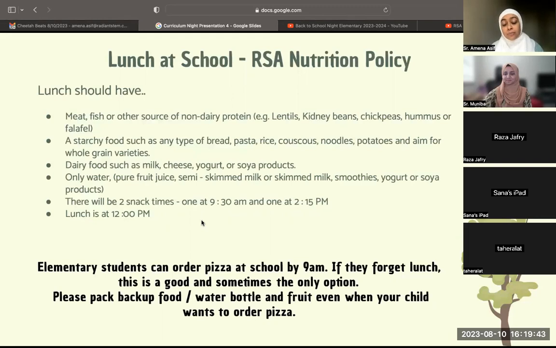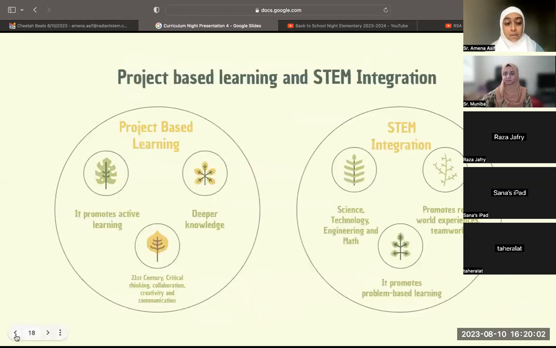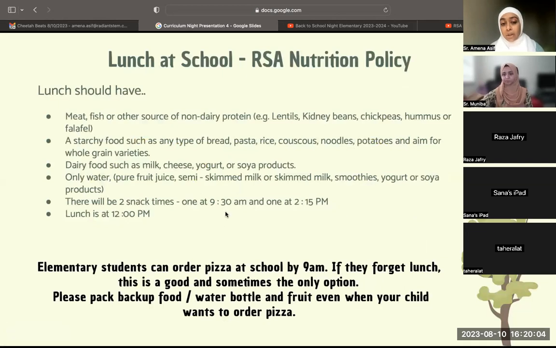This year, fourth grade has lunch at 12 p.m., which is late compared to what our kids are used to up to third grade. Even last year, we had lunch at 11:15, and now the time's been moved to 12 o'clock because, of course, we are a growing school and a big school, which means snack times will be consistent. I will have my first snack time at 9:30 a.m. and the second snack time will be after Dhuhr Salah at 2:15.